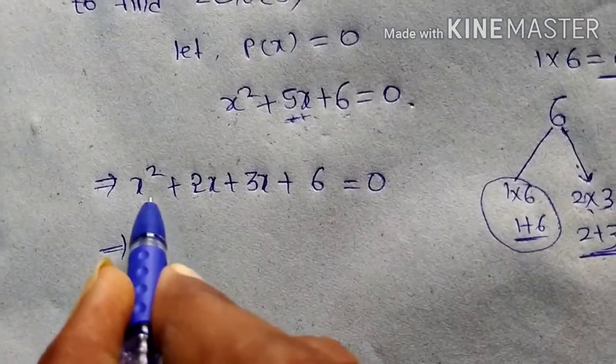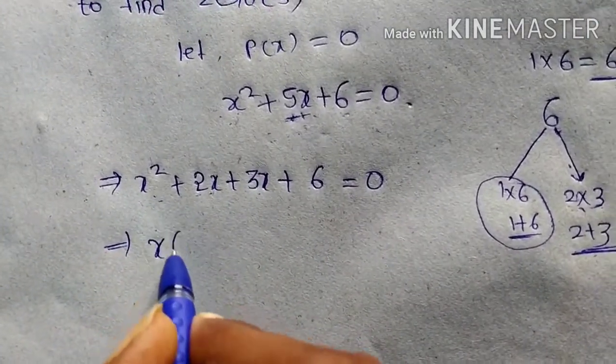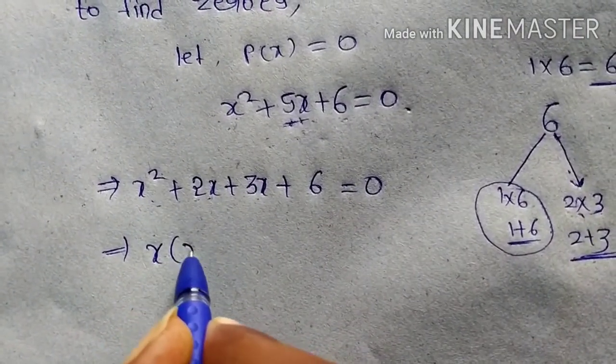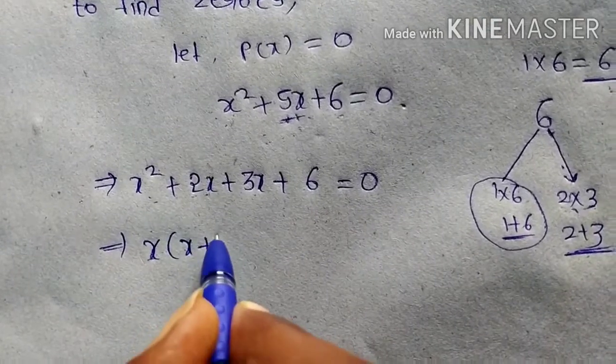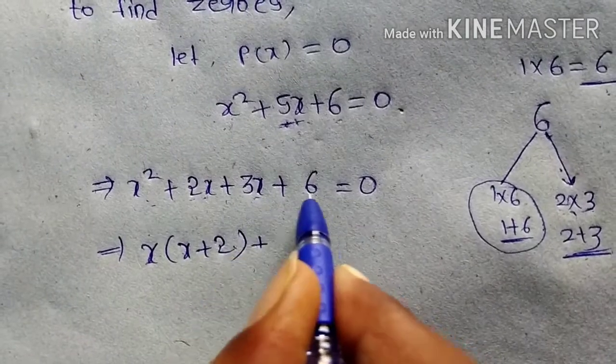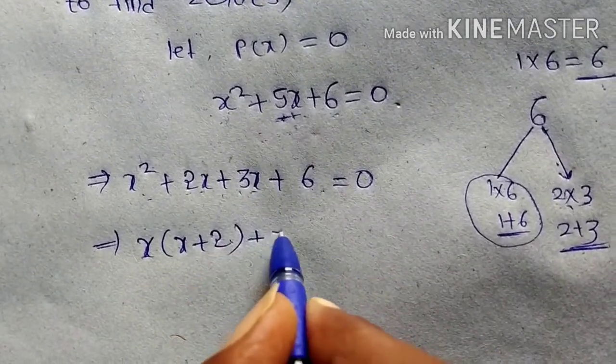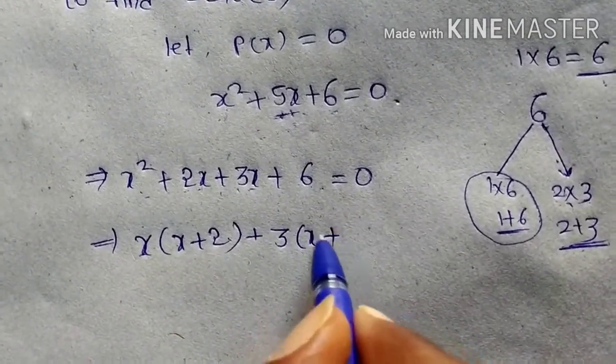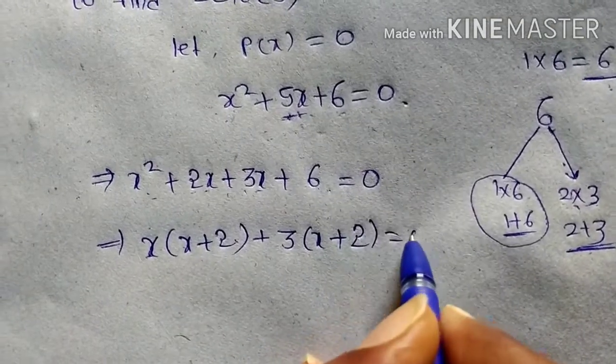Now you can see, is there a common term here? Both have x as common. If I take x as common, x into x square plus 2x plus 3x plus 6. 3 twos are 6, 3 ones are 3. Can I take 3 common here? Yes. 3x plus 3 twos are 6. You can write here equal to 0.